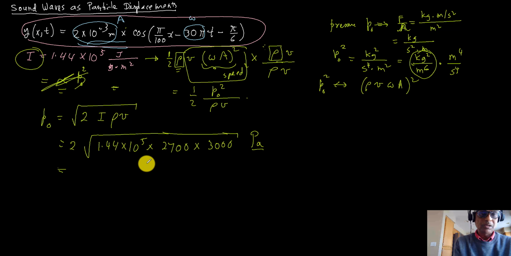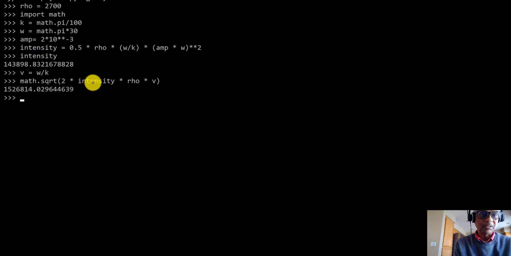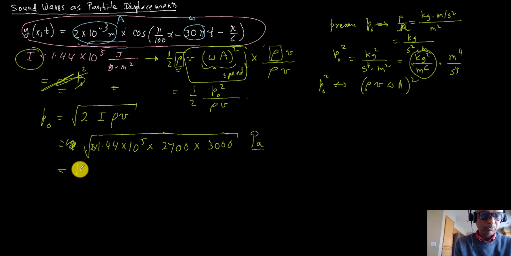And let me get this answer. So when I do this out, this 2 is here, and the answer is 1.53 times 10 to the power 6 Pascal. So this pressure wave has that much amplitude.